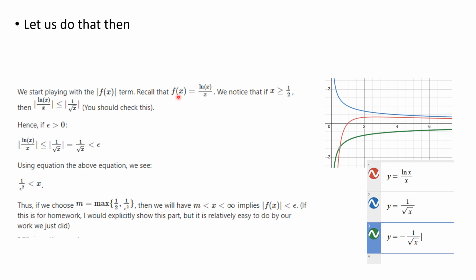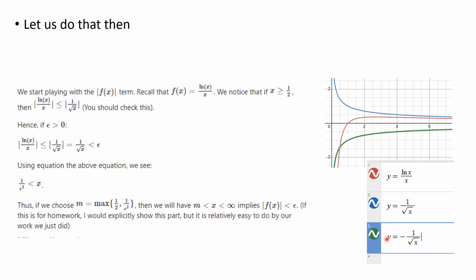Okay, so we start looking at this ln of x over x, and we are going to be trying to show that the absolute value of this minus 0 is less than epsilon. But first we're going to note that this absolute value of ln of x over x is less than or equal to the absolute value of 1 over the square root of x. Now, it says you should check this. I did check this for you, and I had to graph these.